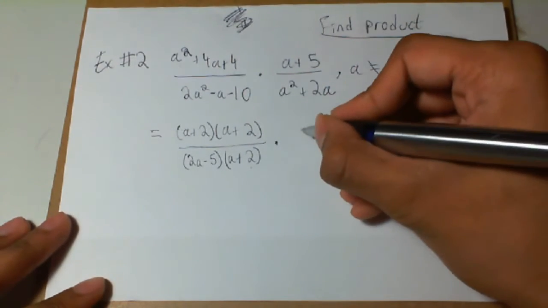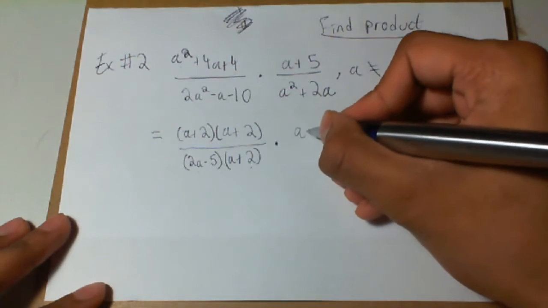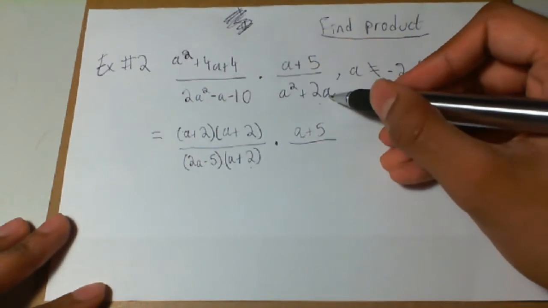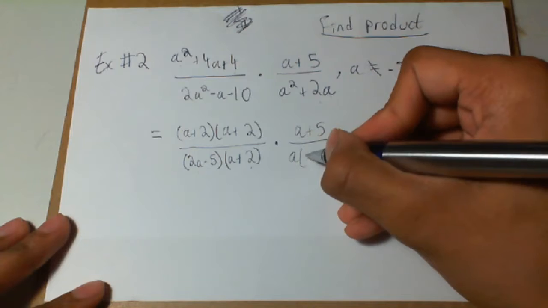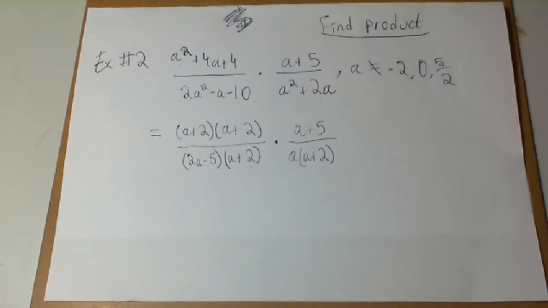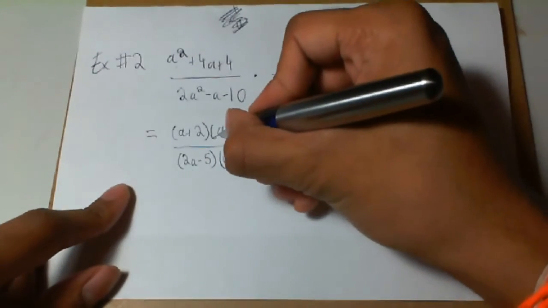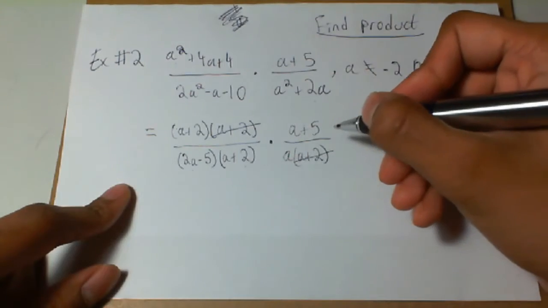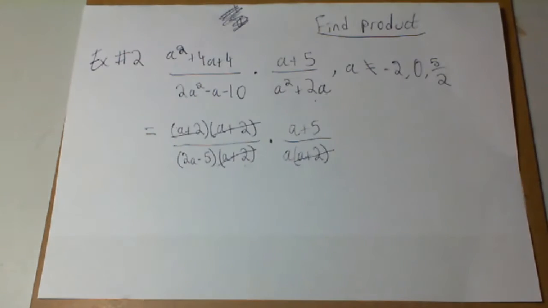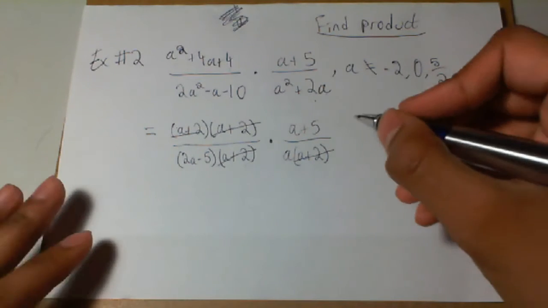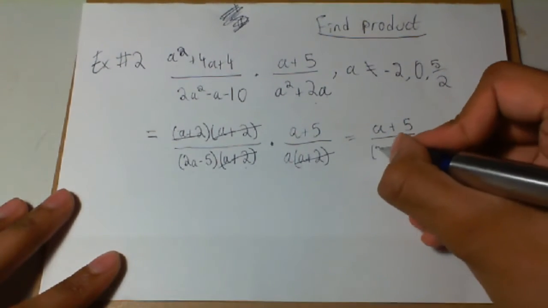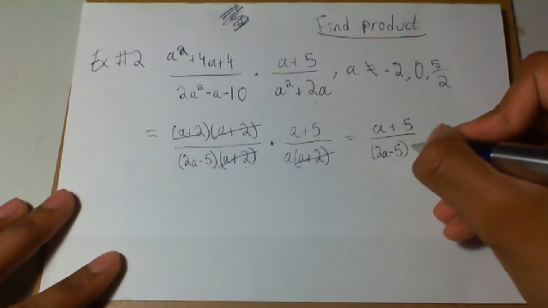Let's do the same thing with this. So a plus 5. We can't really factor that out anymore. So let's just leave it as a plus 5. We can, however, factor out a from both of these terms. So you get a plus 2. All right, now we go ahead and cancel all the common factors, just like we did last time. So we cancel out the a plus 2, and then we cancel out this a plus 2 as well. Okay? And then you're left with a plus 5, 2a minus 5 times a.